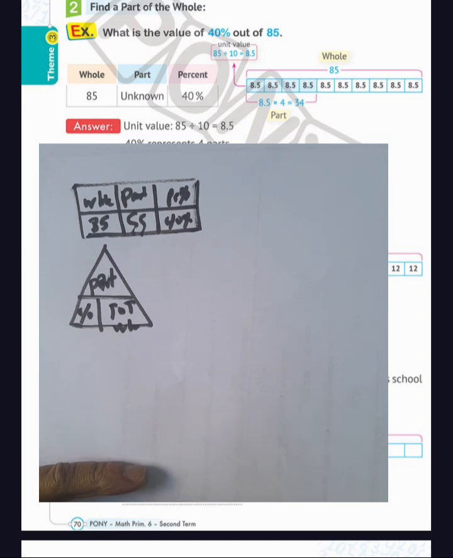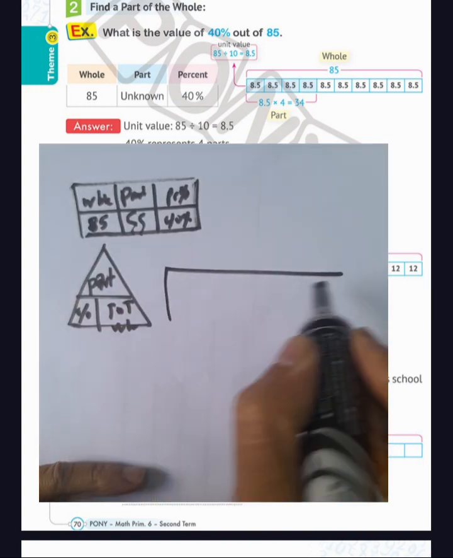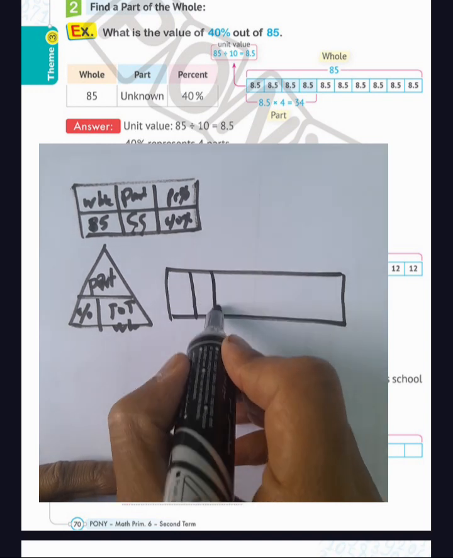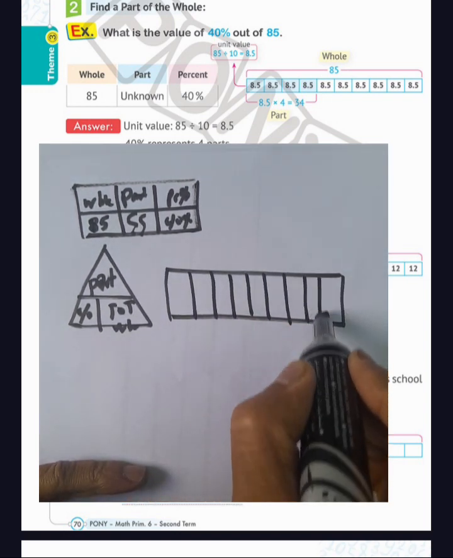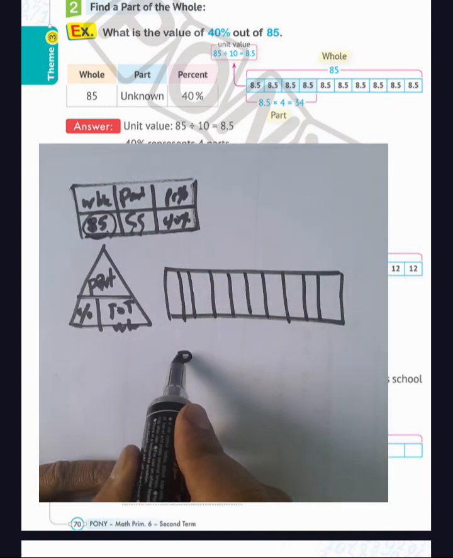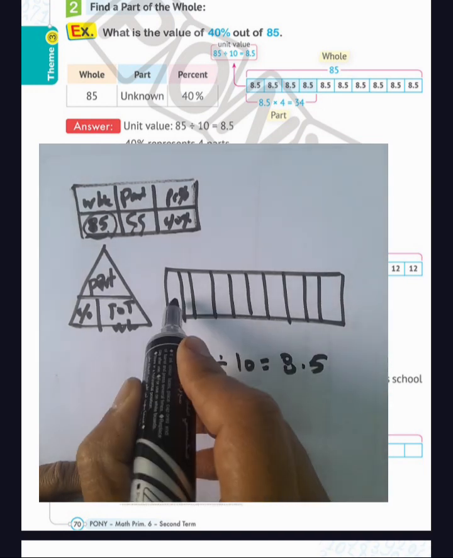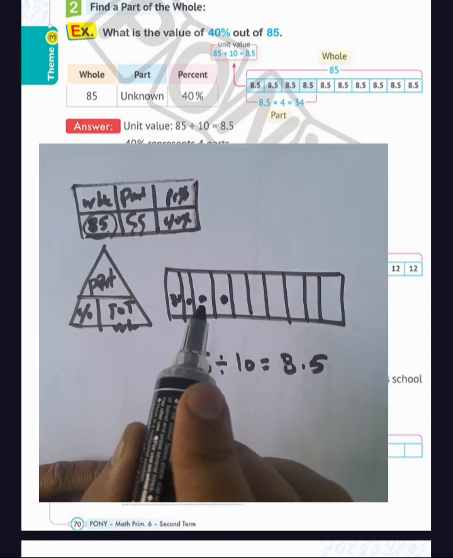How do we draw it? First, the whole number here was 85. First step, we will draw the model. Okay, understood? Draw the model and divide it into 10 parts. 1, 2, 3, 4, 5, 6, 7, 8, 9, 10. And then write the whole number divided by 10. 85 divided by 10, it will be 8.5. Right here, 8.5, 8.5, 8.5, 8.5.